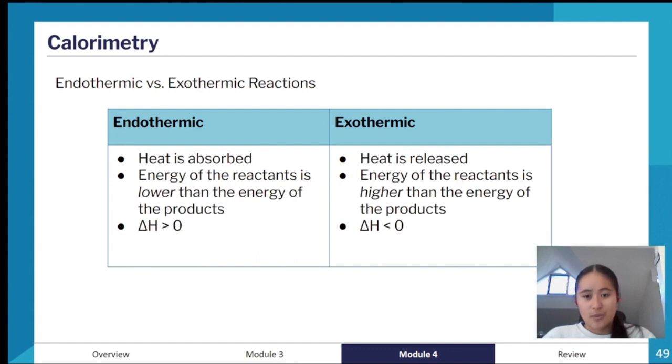And then we have exothermic reactions, which is when heat is released. So when we look at the energy of the reactants versus the energy of the products, the energy of the reactants is higher because some of that energy ends up being released, so the energy of the products is lower. Because of all of this, delta H is negative. So whenever you see a negative delta H, that's exothermic. A positive delta H, that's endothermic.